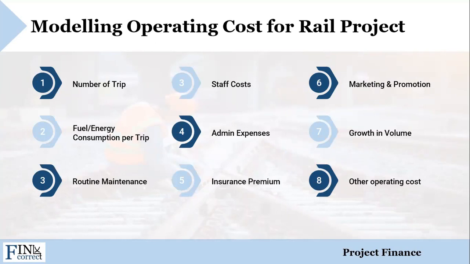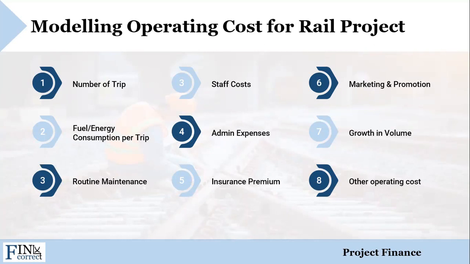We have the admin expense, which is the operational costs relating to the administrative functions, covering office rent, utilities, and general overhead for the rail project. We also have the insurance premium, which is the periodic payment made to an insurance provider to safeguard against unforeseen events. We have marketing and promotion costs, which is about advertising and promotional activities to increase awareness for the rail project.